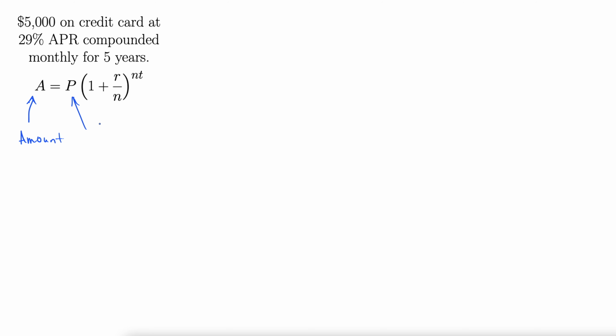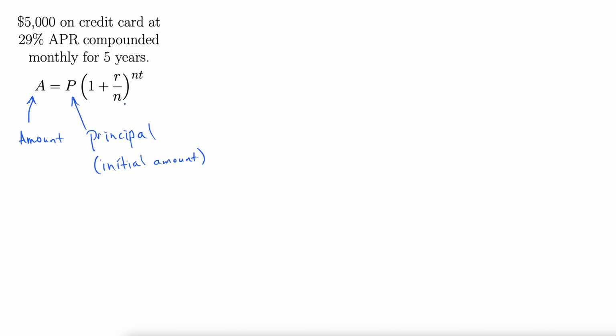P is for principal. Principal, right? P-A-L, not P-L-E. We're not talking about principals here. We're talking about the principal with an A. That's the initial amount. So this would be the 5,000 in this case. It's the initial amount spent.